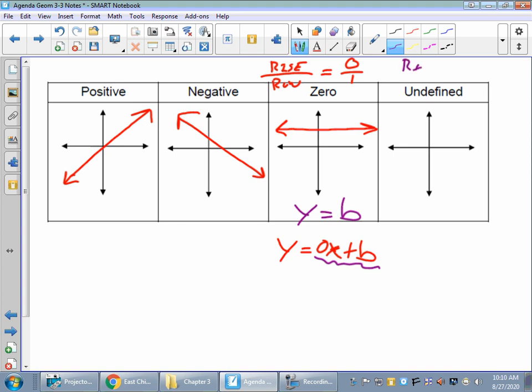And just the same for an undefined slope, in this case your run is going to be equal to 0. Because remember, anything with a 0 in the denominator is undefined because you can't divide by 0. So an undefined slope is going to have a run of 0, which means you're not going anywhere left or right, you're going just straight up and down. So it'll be a straight vertical line.